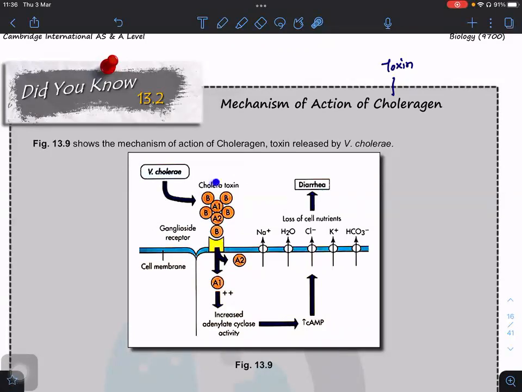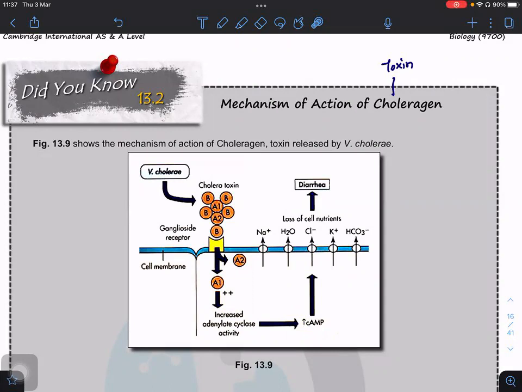When this happens, you can see that cholera toxin contains 1, 2, 3, 4, 5, 6, 7 subunits. So this B subunit can bind to the binding site, which means the shape is complementary to the shape of the binding site on the receptor. Once they bind, it will cause the A1 subunit and A2 subunit to enter the cells. This A1 subunit will cause an increase in adenylate cyclase and a series of reactions. Can you see that? The second messenger. Adenylate cyclase converts ATP to cAMP.